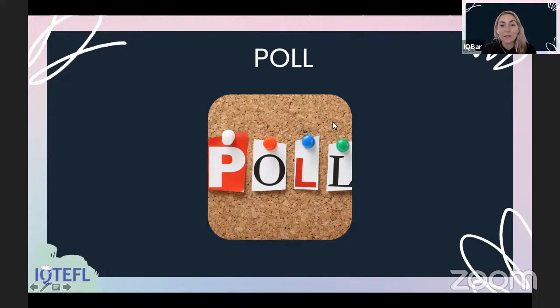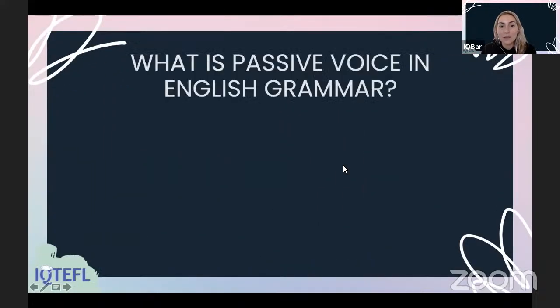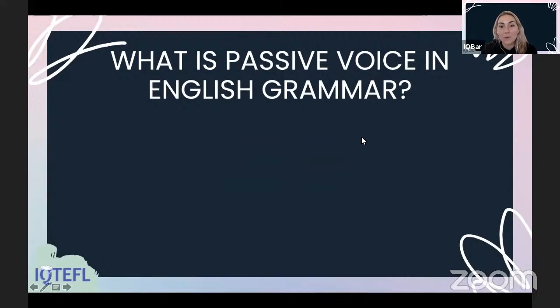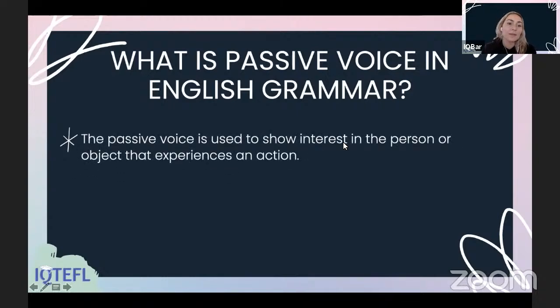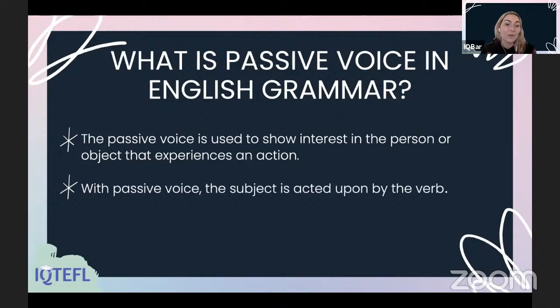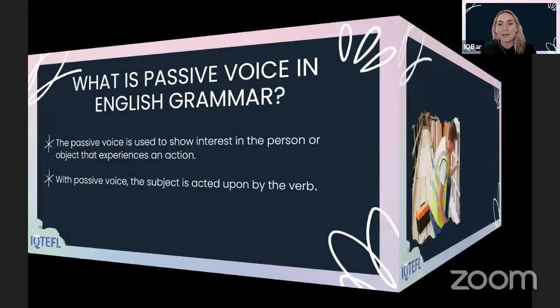Now we're going to take a look at this in more detail. So what is the passive voice in English grammar? So the passive voice is used to show interest in the person or object that experiences an action. This means that with the passive voice, the subject is acted upon by the verb. Now this may seem like a back to front sentence when you are reading it, but it's quite simple when we look at examples.